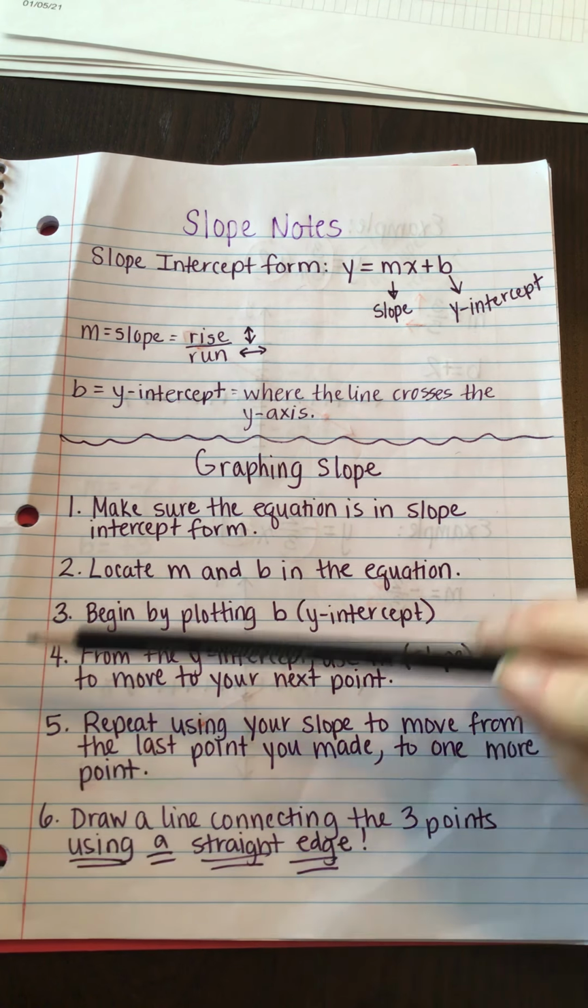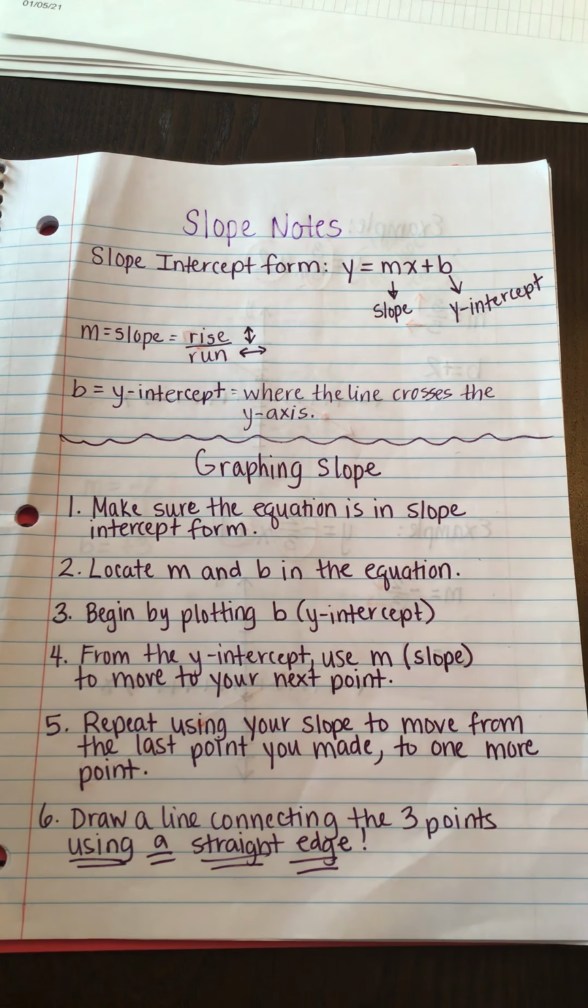If you need to pause the video to write, go ahead and pause and then play when you're ready. Graphing slope. So the first step is to make sure the equation is in that slope-intercept form we talked about up here. If it's not, you need to place it in slope-intercept form first before continuing on to step 2. Step 2, you want to locate m and b in the equation and determine what they are in numbers.